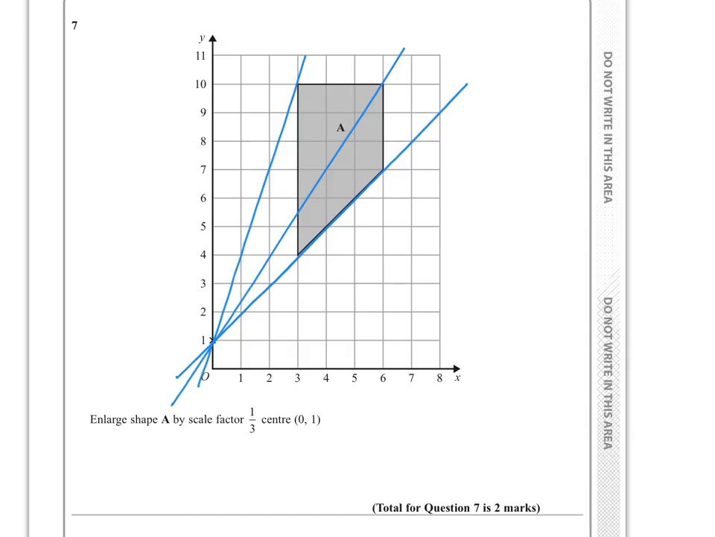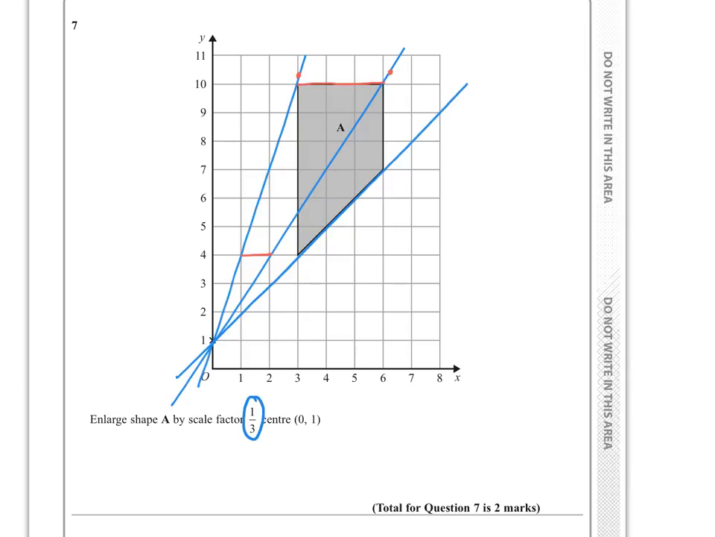So for question 7, I've drawn in the rays already from the centre 0, 1, which is here. So they correspond from here to each of the vertices. Obviously this one and this one are on the same line. And then all I've done is I've got to think scale factor 1/3, so 1/3 as much. So if this was 3, I'm looking for somewhere where the distance between this line here and this line here is 1. And I can see it just here.